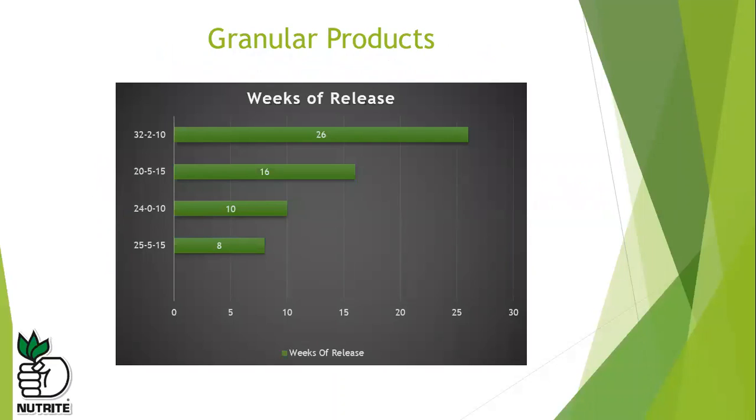Here's an example of 4 different products with varying degrees of slow release content. The 32-2-10 on the top has 90% slow release content. The 25-5-15 has a 75% slow release content available for 16 weeks. The 24-0-10 has 50% slow release content available for 10 weeks. And the 25-5-15 has 65% slow release and is available for 8 weeks.